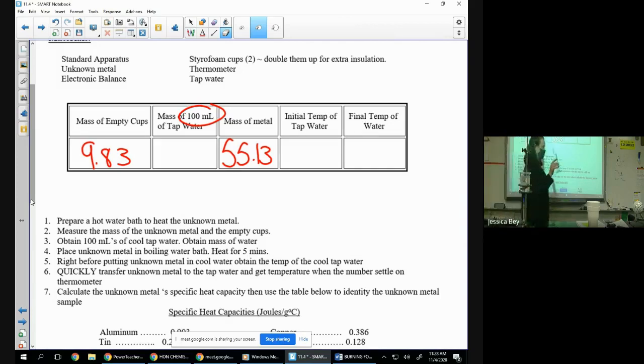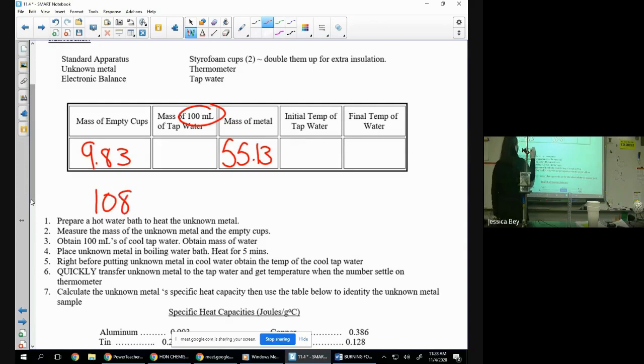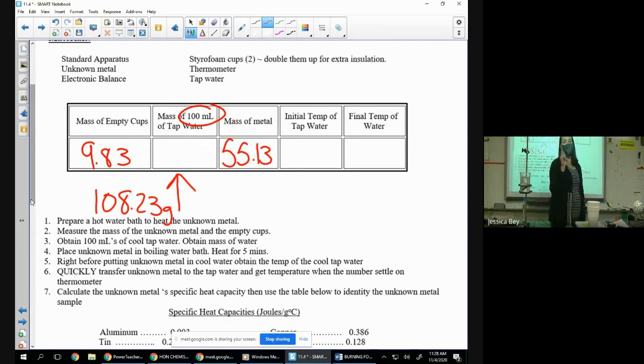Wonderful. I'm going to take this water. I'm going to pour it into the cup. Now, I'm not going to write this number right here where it says mass of 100 mils of tap water. Off to the side, we're at 108.23 grams. Because that is the mass of the cups with the water in them. What do I have to do with those two numbers in order to figure out what the mass of the water is that I just poured in there?